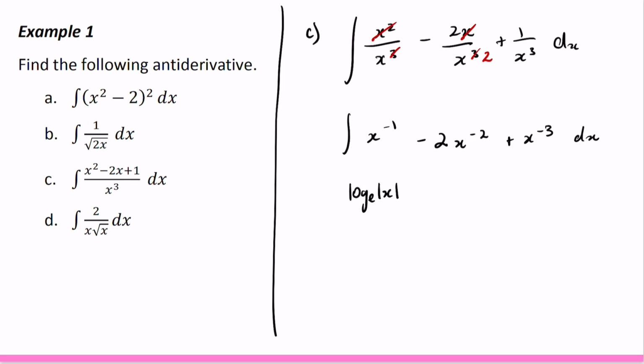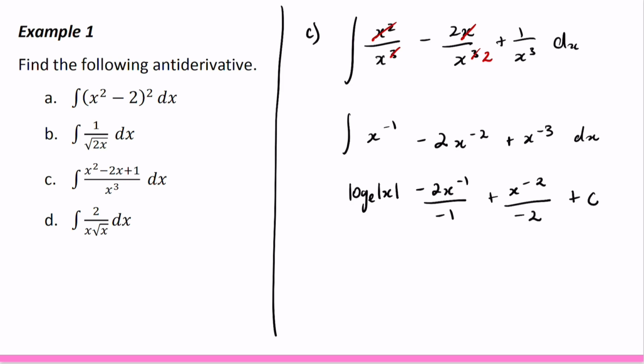Now, the rest is all quite straightforward. So add 1 to the power, divide by that power. Add 1 to the power, I'm going to make it a negative 2, add 1 to that, and then divide by that new power. And of course, we have our lovely plus c.